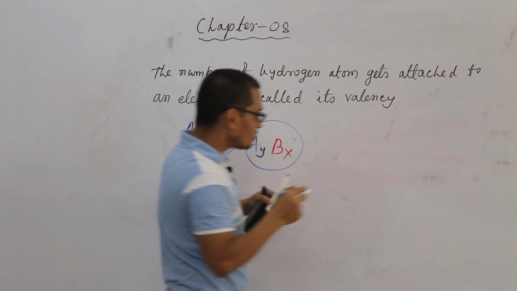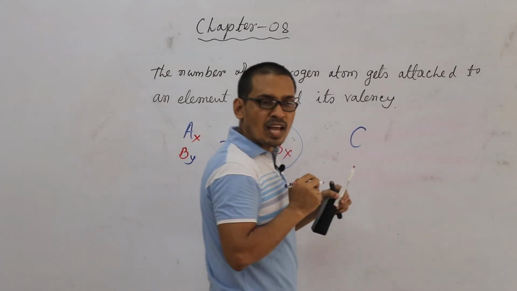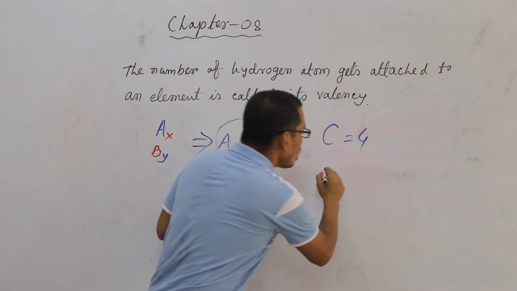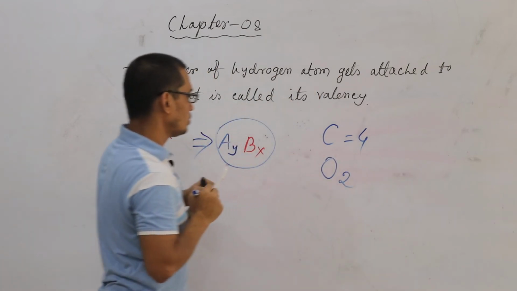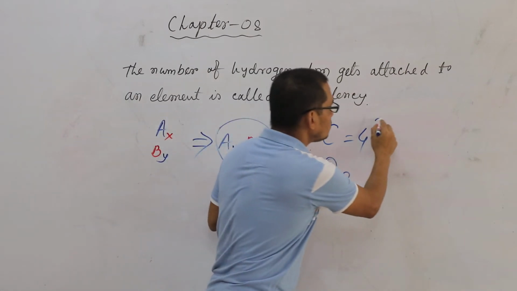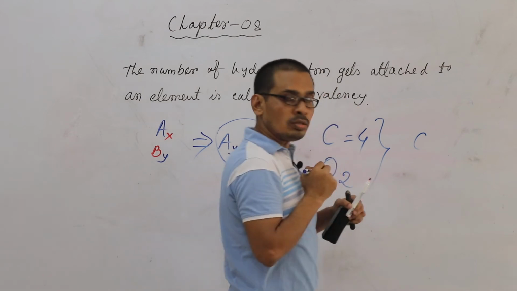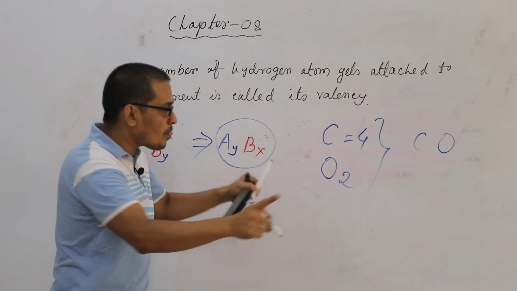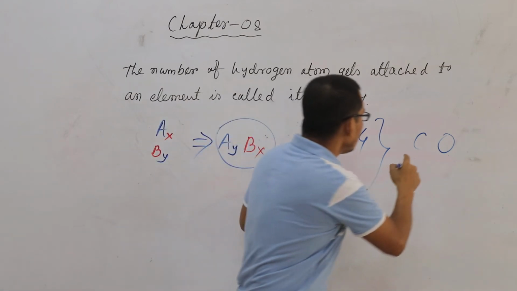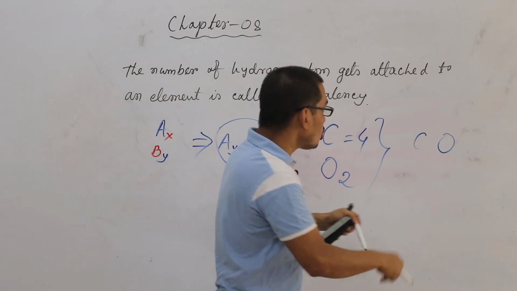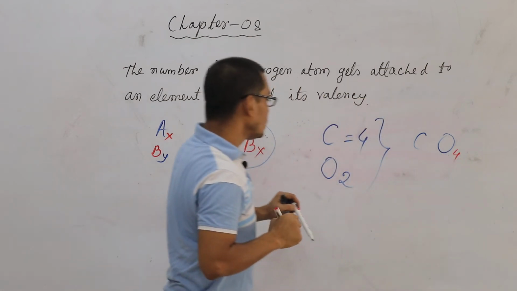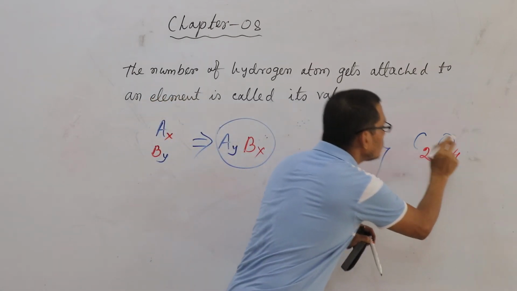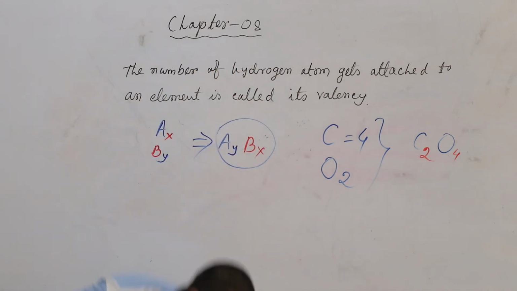Now, the valency of carbon is 4. The valency of oxygen is 2. What will be the compound? Carbon, oxygen. I have to write carbon, oxygen side by side. Now the valency of carbon is 4, so it will be transferred to oxygen, and the valency of oxygen is 2, so it will be written beside the carbon. Now C2O4.